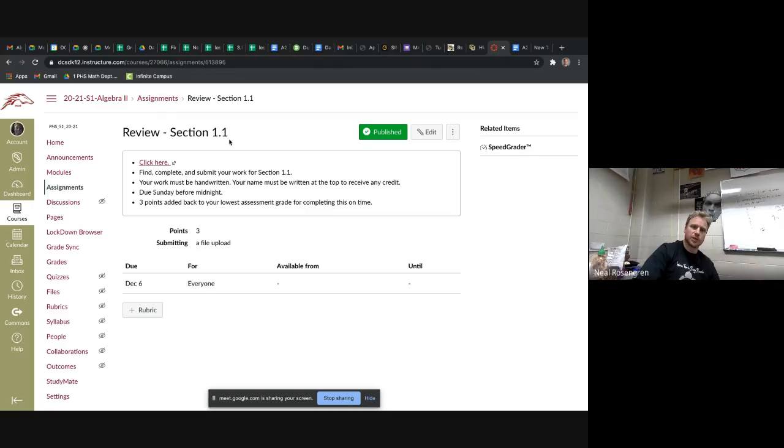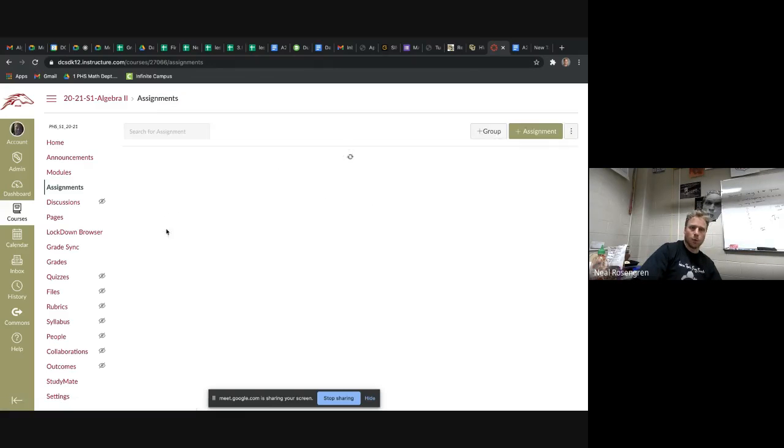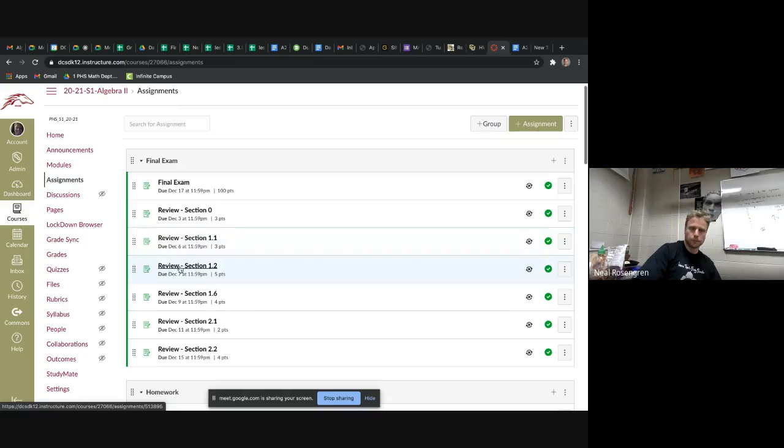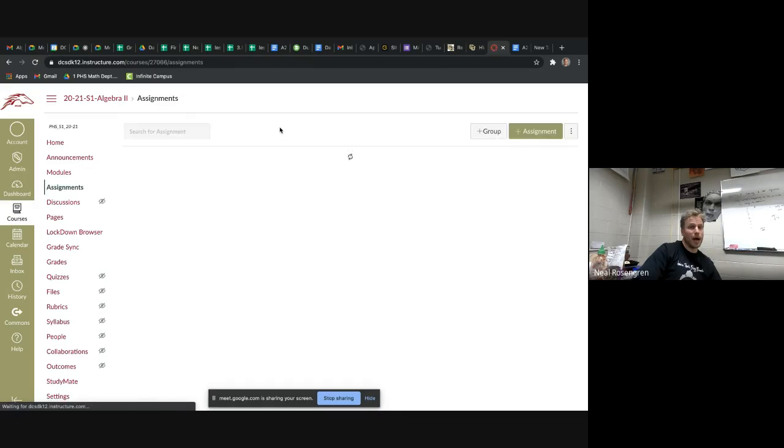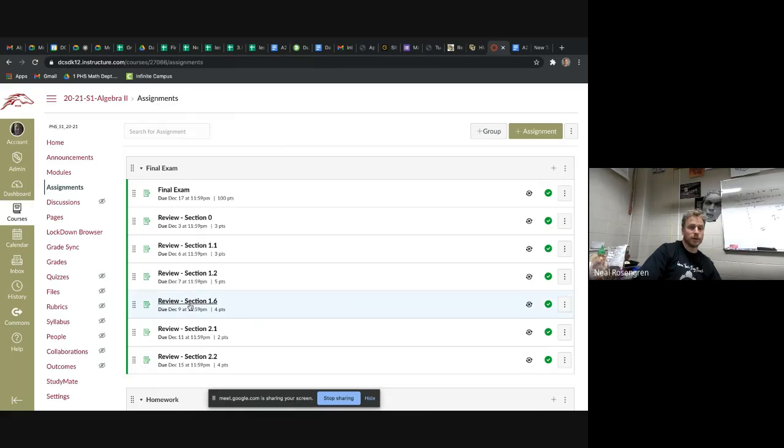So section 0 is 3 points. Section 1.1, same thing, 3 points added. So that's 3 more points added back to your lowest assessment grade. But if you look at 1.2, obviously the questions aren't out yet. I will do those soon. I will drop any missing homework, or I will change your lowest homework score to a 5 out of 5. Okay, which could help a lot if your homework grade is kind of dragging you down.